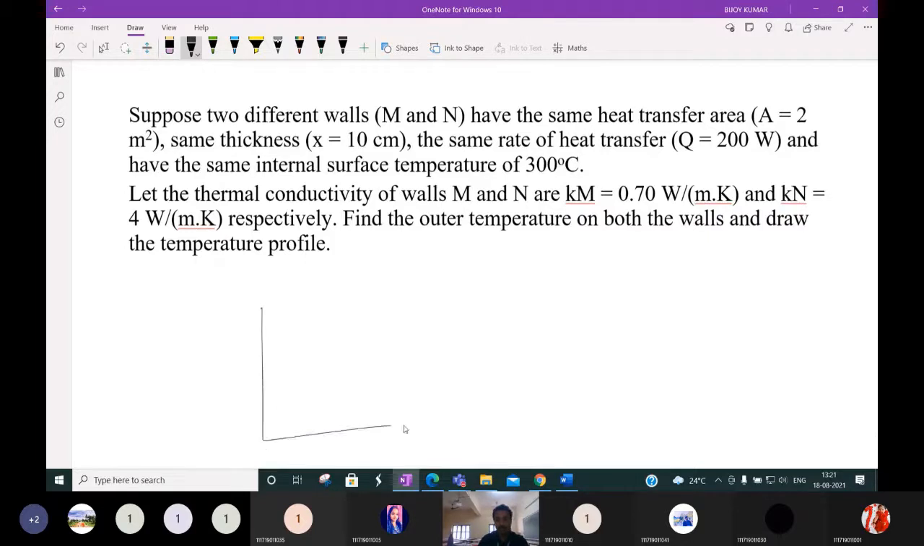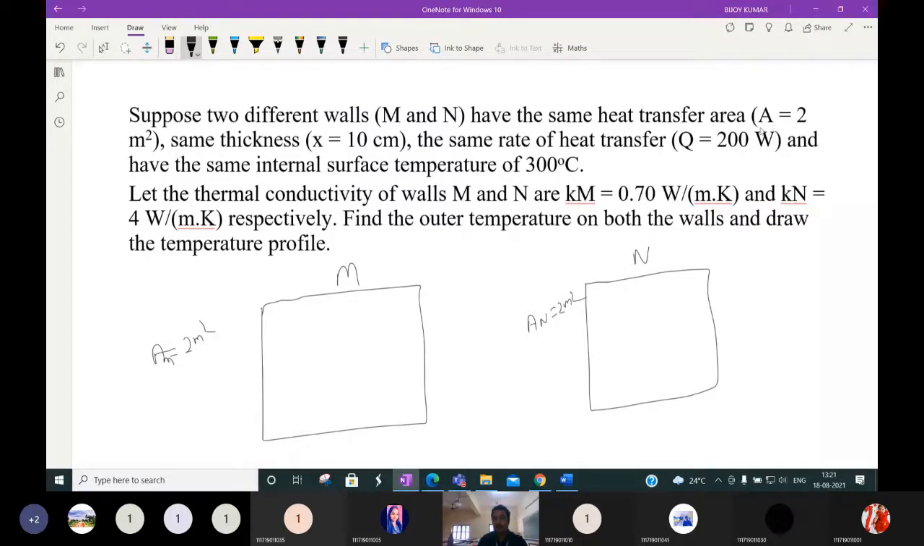This is wall M, and this is wall N. Two walls are there, and they both have the same heat transfer area. It means AM, we can say, is 2 meter square, and here AN, the area of heat transfer, is also 2 meter square. They have the same thickness, X is 10 centimeter.